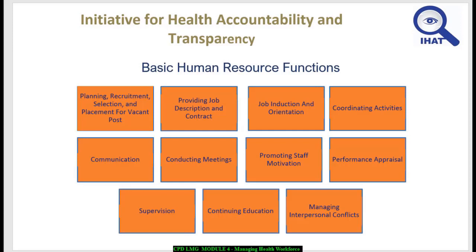The basic human resource functions are often classified into 11 categories, and they include planning, recruitment, selection, and placement for vacant posts. It also includes providing job description and contract, job induction and orientation. It includes all coordinating activities. It includes communication, conducting meetings, promoting staff motivation, performance appraisal. It includes supervision, continuing education, and managing interpersonal conflicts.